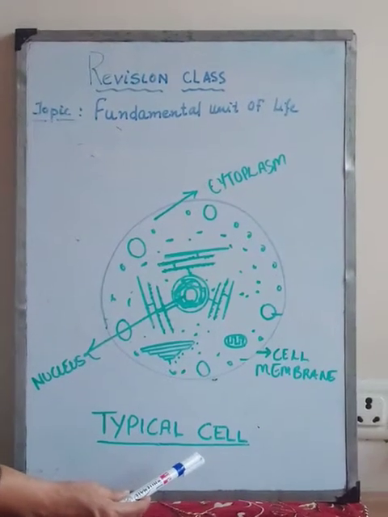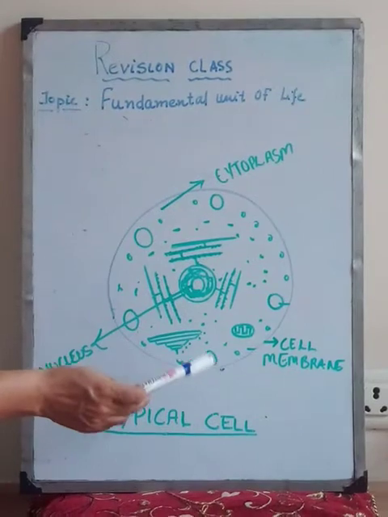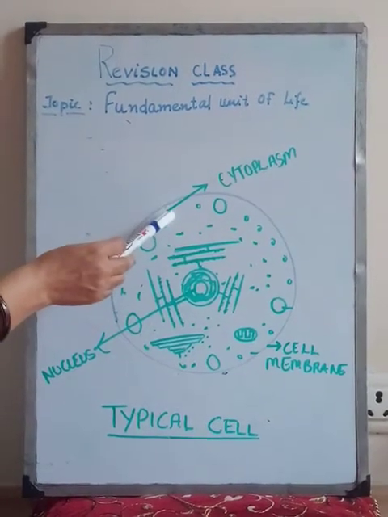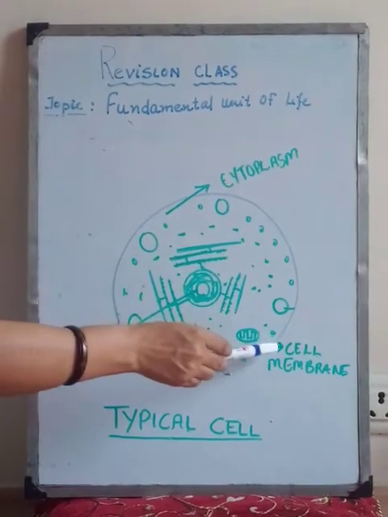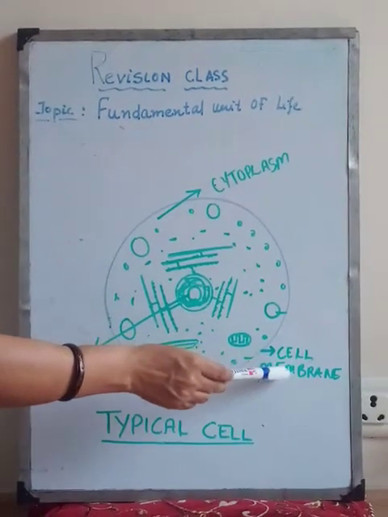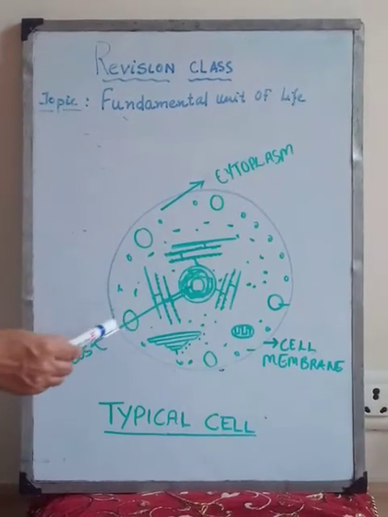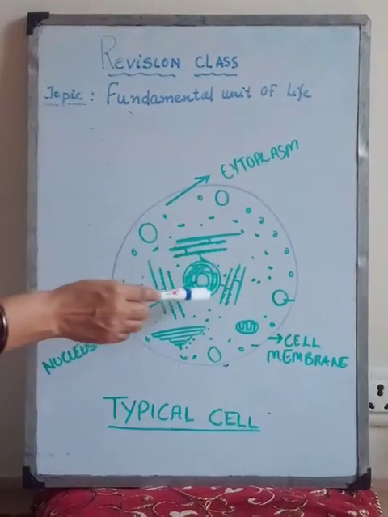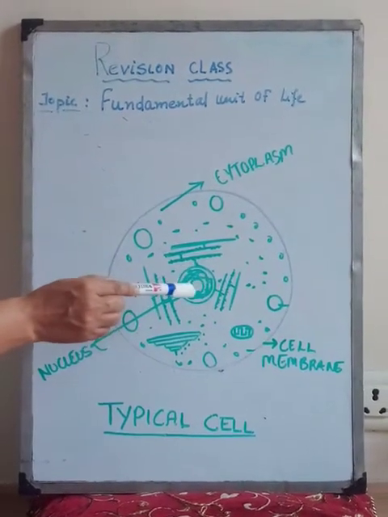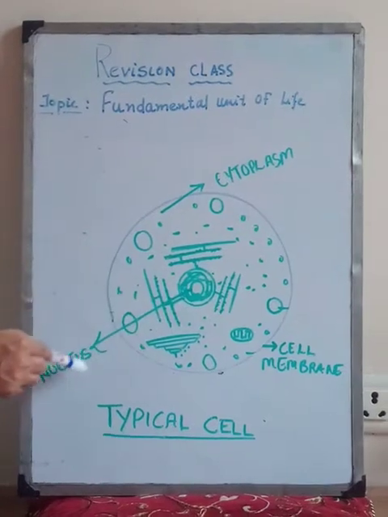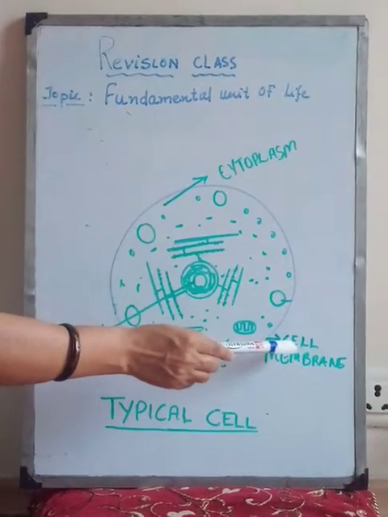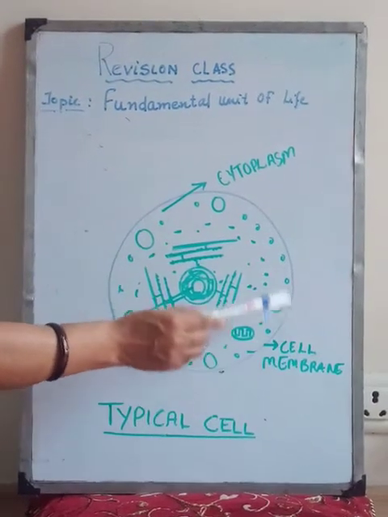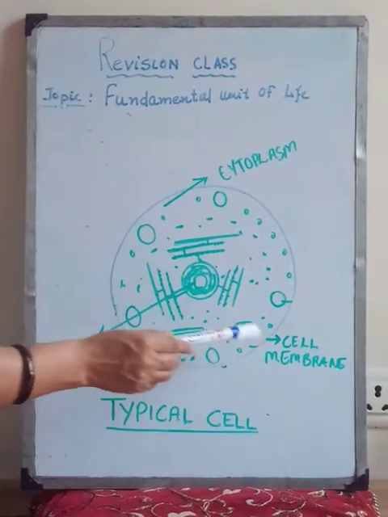In a typical cell, there are three main parts: the cytoplasm, the semi-liquid matrix which is present within the cell; the outer membrane of the cell, which we call the cell membrane; and the central part, the most important part of the cell, which we call the nucleus. In my previous videos, I have already described the structure of the cell membrane, that it is a double layer membrane.